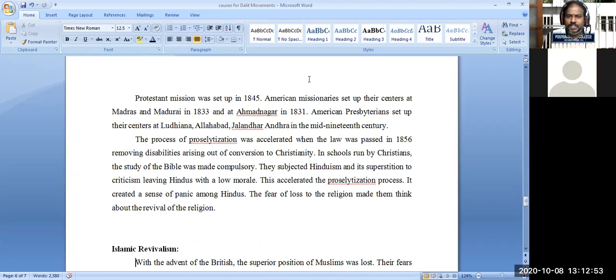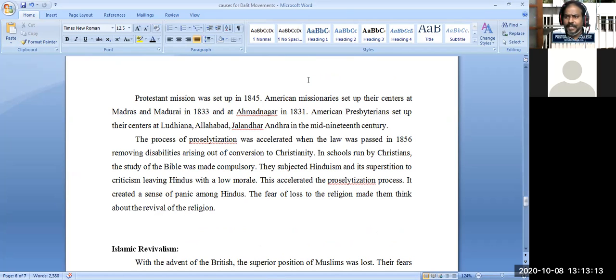Okay, so Protestant missions were set up in 1845. American missionaries set up their centers at Madras, Madurai in 1833, and at Ahmednagar in 1831. American Presbyterians set up their centers at Ludhiana, Allahabad, Jalandhar, and Andhra in the mid 19th century.